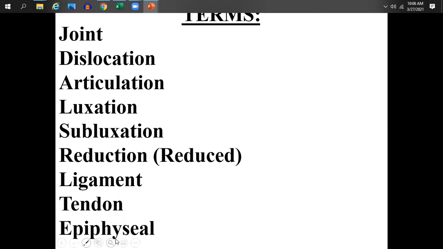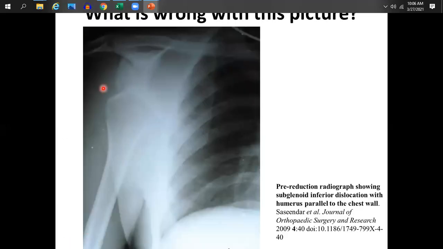And the epiphyseal plate is where the bone is growing from. You can see here in this picture a dislocation of the glenohumeral joint. Here is your humerus, here's the glenoid fossa of your scapula. Obviously these two are supposed to articulate with each other, which they can't do because this bone has fallen out of the joint. So this is a dislocation.